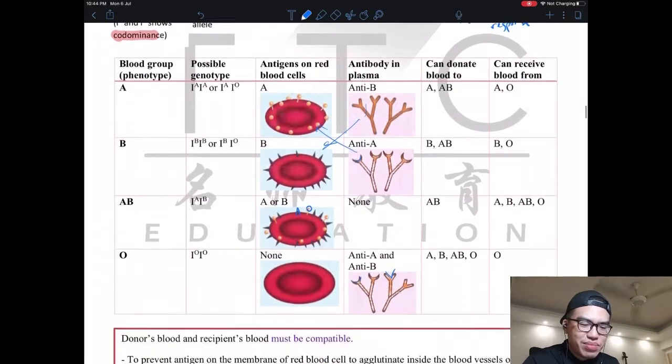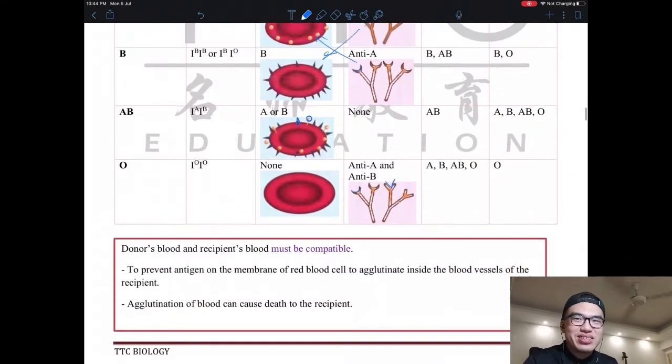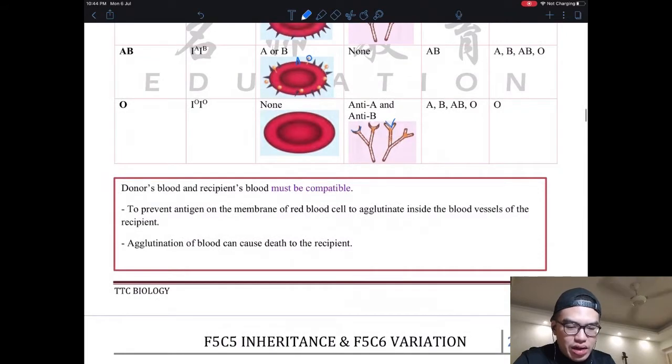I'm sure you learned this in Form 3. But maybe in Form 3 you didn't really study this in detail because this is very confusing for you. Okay, so now you know. Donor's blood and recipient's blood must be compatible. This is Form 3 stuff, to prevent antigen from agglutinating.